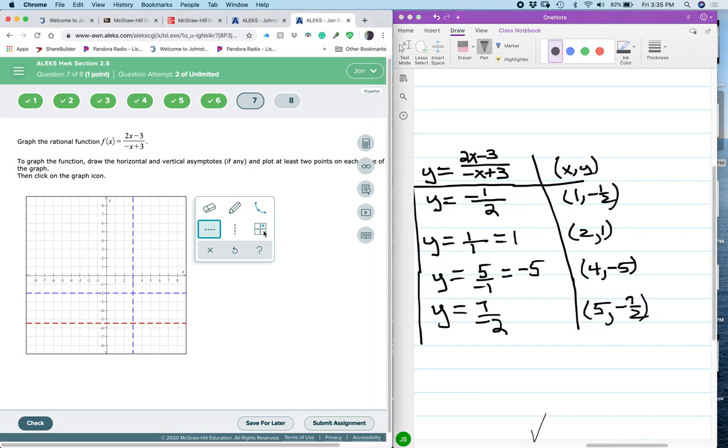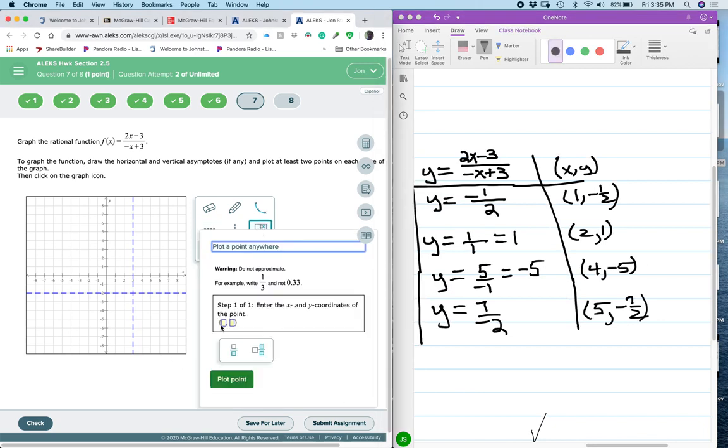Okay, so for plotting points, you have 1, negative 1/2, and also we have 2, 1, also we have 4, negative 5, and we have 5, negative 7/2. And plotting.